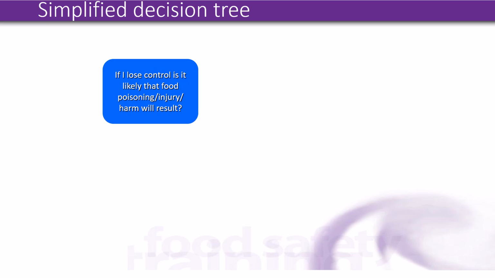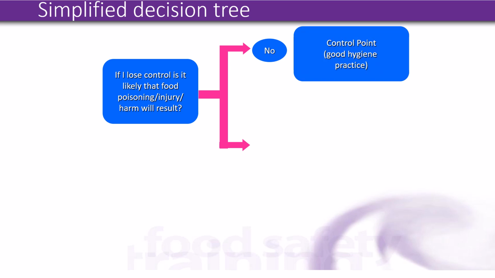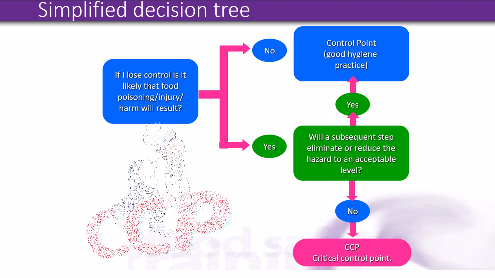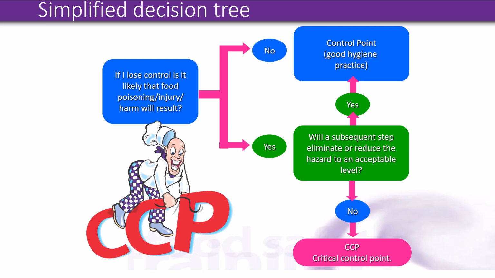So you can use a simplified decision tree to determine if it is a critical control point. So we start off, if I lose control, is it likely that food poisoning, injury or harm will result? First of all, if it's not, it's a control point, which is good hygiene practice. Things like the prerequisite programs, for example. If the answer is yes, will a subsequent step eliminate or reduce the hazard to an acceptable level? If the answer is yes, it's a control point. If the answer is no, it's a critical control point.